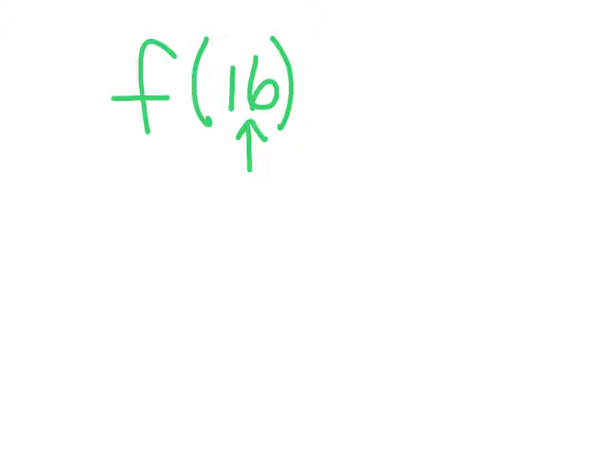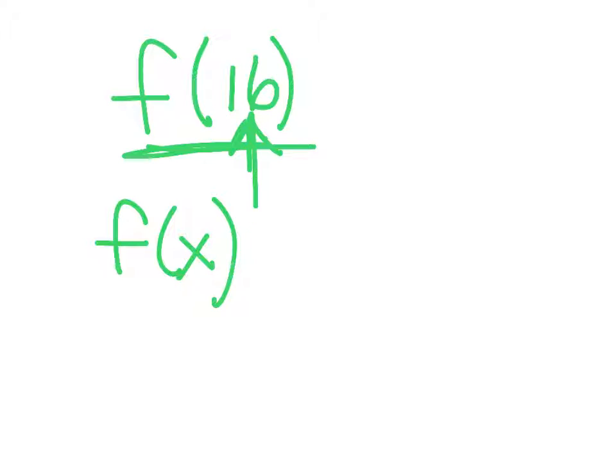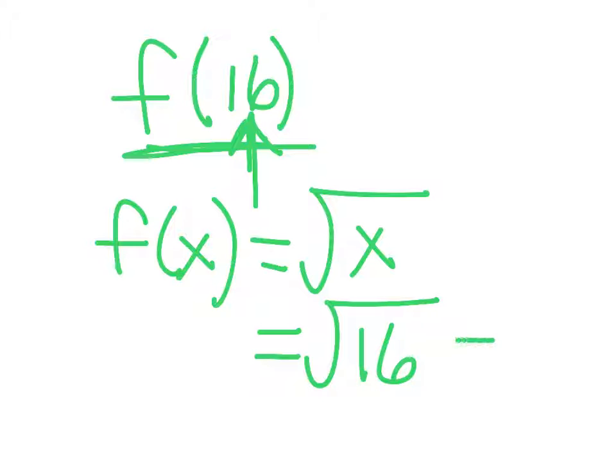Okay, the last thing I want to talk about is what if you see it where a number has been written right here. What does that mean? What it is asking for is, what is the output when x is 16? So let's say the function was the square root of x. Then we'd be talking about what is the output when x is 16, it'd be 4.